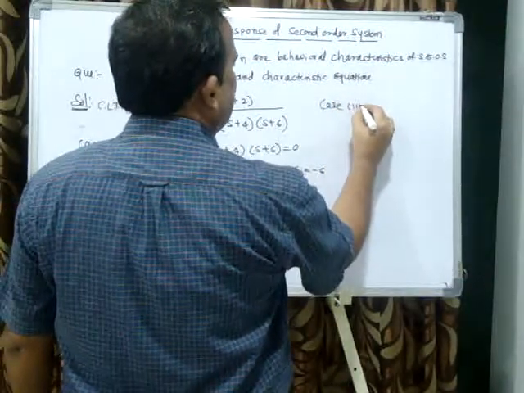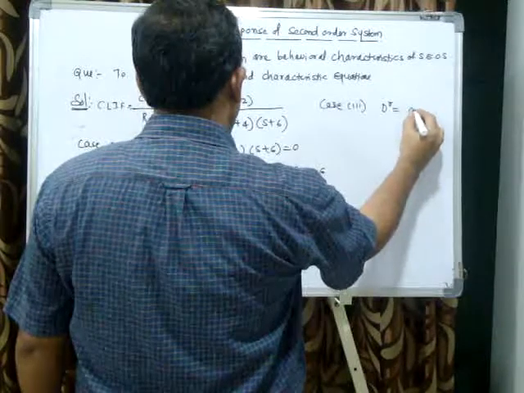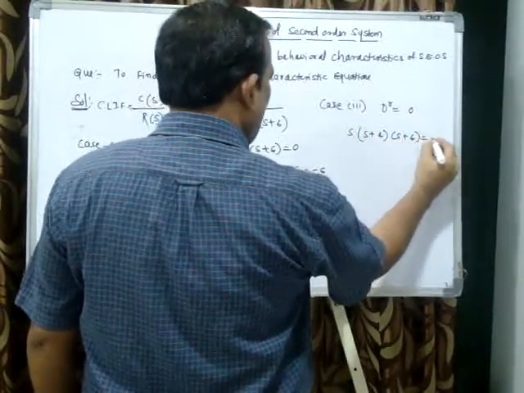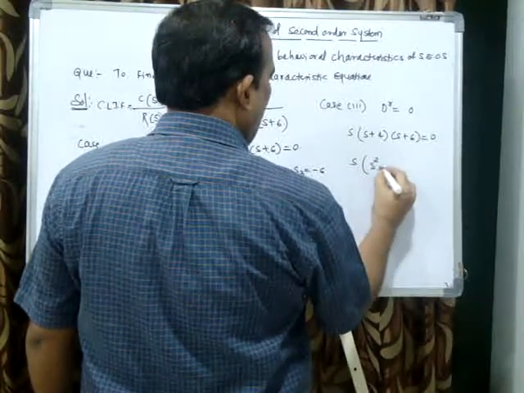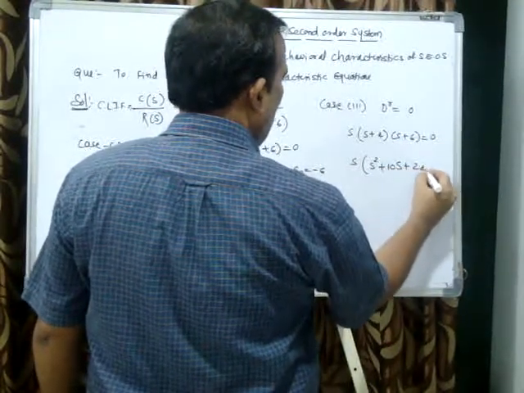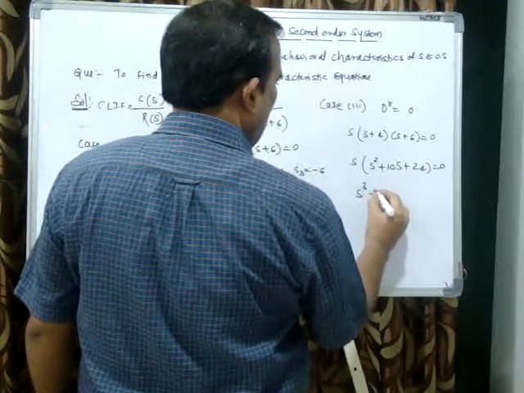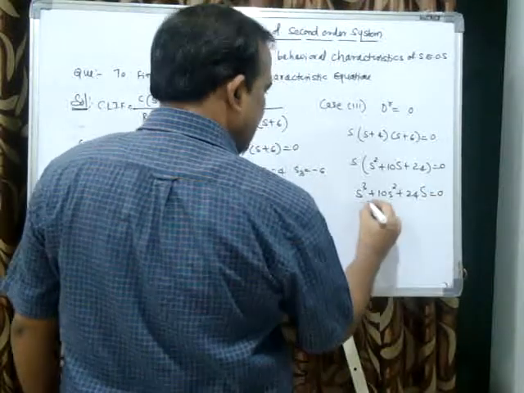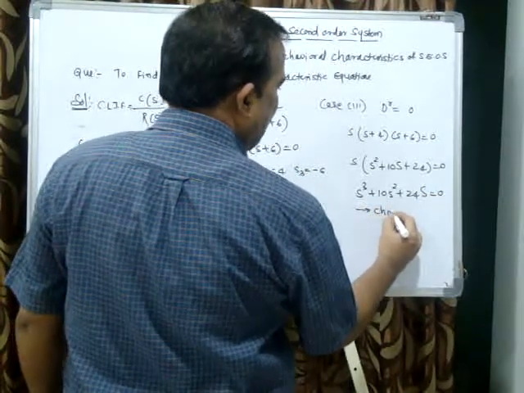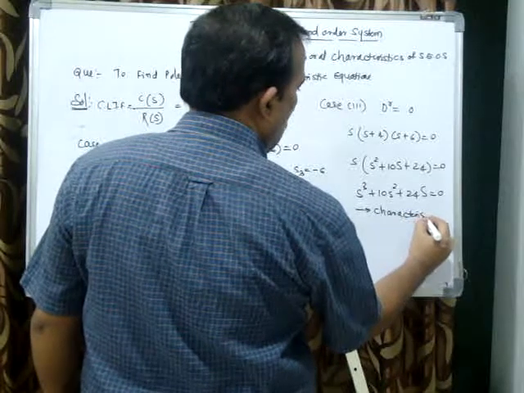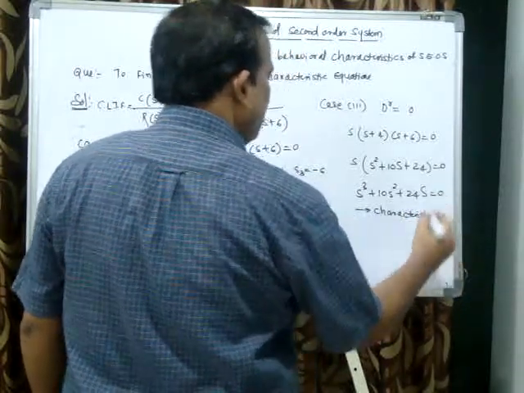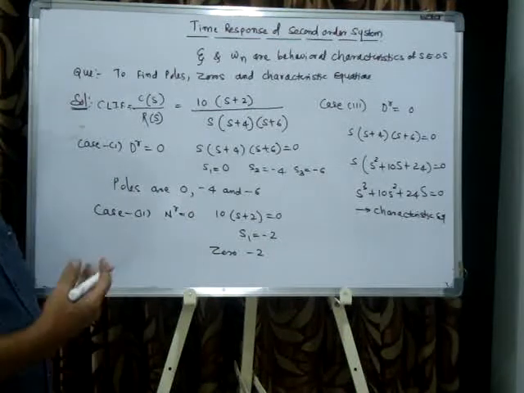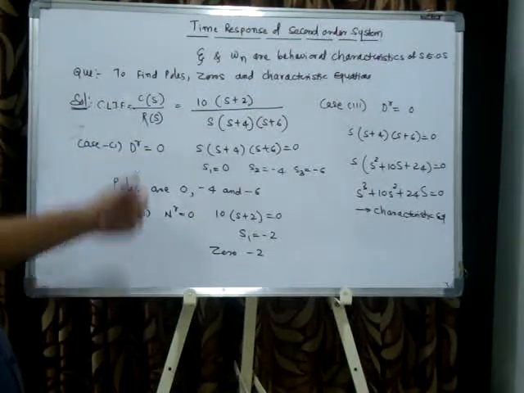Case 3 is nothing but the denominator equal to 0, that is S into bracket S plus 4 and S plus 6 is equal to 0, S into bracket S square plus 10S plus 24 equal to 0, that is S cube plus 10S square plus 24S is equal to 0. What is this? This is called the characteristic equation. The highest power of the characteristic equation is 3 here, sometimes 4, sometimes 5, depending upon the transfer function.